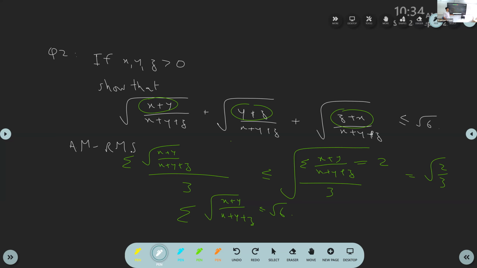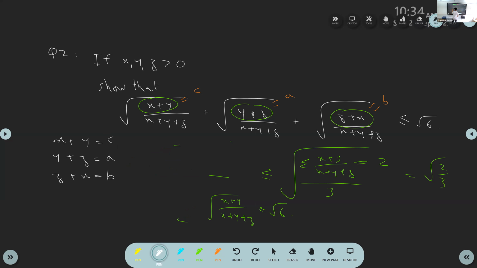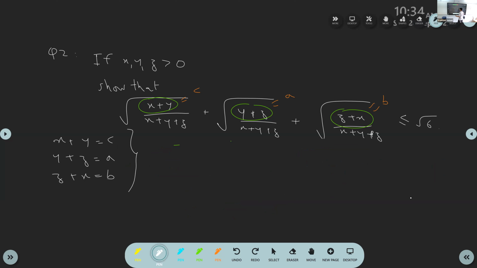But suppose you didn't think of this idea, then what else can you do? What I'm suggesting is, why don't we give these some sensible names? We can call them A, B and C. So this is my new substitution: let X plus Y be C, Y plus Z be A, and Z plus X be B. If I make this substitution, do you see I can write x plus y plus z also in the same terms? X plus y plus z will be simply (a plus b plus c) by 2, which is looking like a semi-perimeter. Interesting.